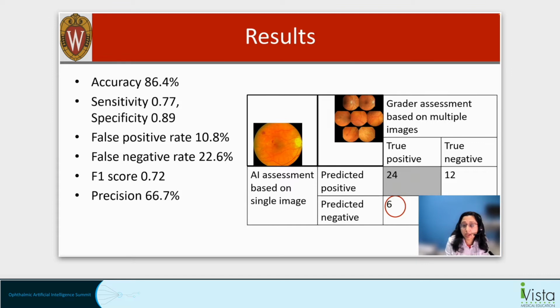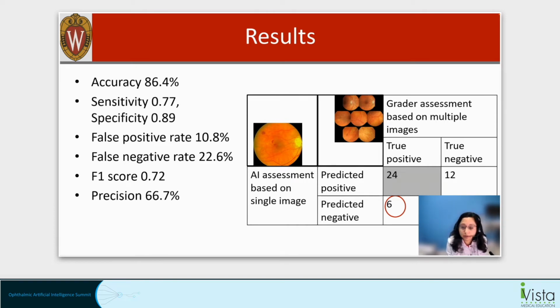Again, it's based on AI assessment based on a single field and a grader assessment based on multiple images. The accuracy of the model was 86.4% with a sensitivity of 0.77 and specificity of 0.89. I'd like to draw focus to the false negative rate of 22.6%. So 6 eyes in this data set were predicted negative by the AI, even though they were considered to be eligible by the graders.